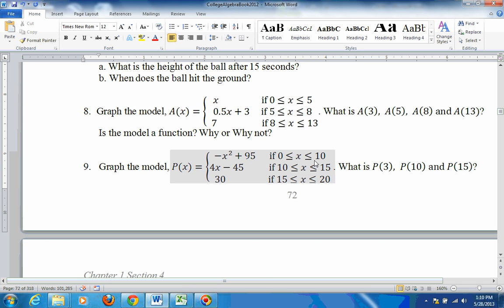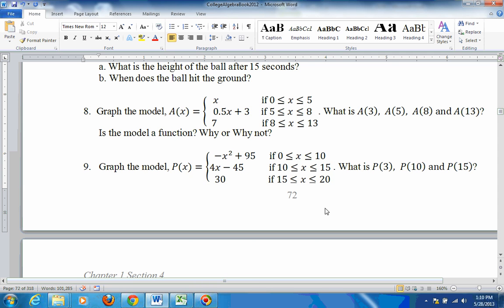P of 10, well, where does the 10 go? 10 is included up here because it says x is less than or equal to 10, and greater than or equal to 0, but 10 is also included down here. So you have to evaluate 10 in both places, the top and the middle. If I put 10 in here, 10 squared is 100, and negative 100 plus 95 is negative 5. Put 10 into this one, and you get 40. 40 minus 45 is negative 5. So both places give you the same thing, negative 5.